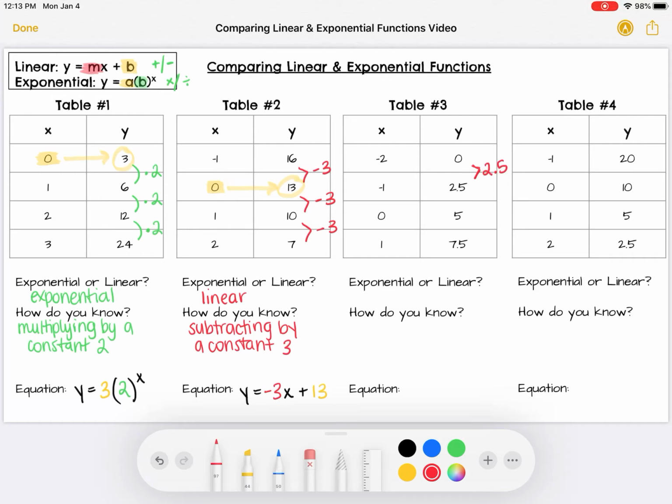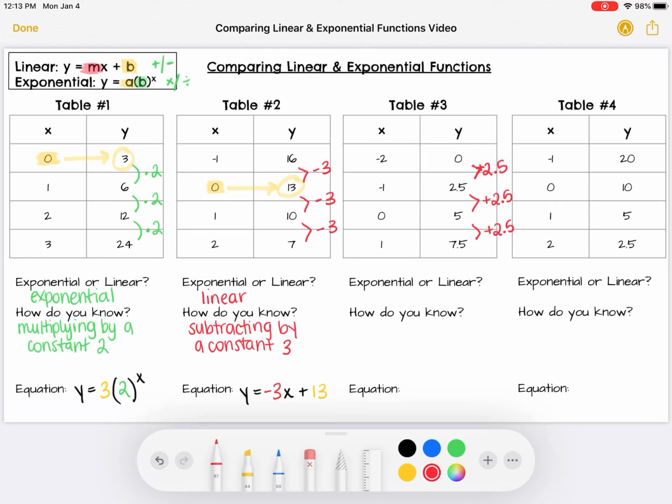0 plus 2.5, I should put a plus sign. Plus 2.5 would give me 2.5. Now let's see if that works for the next one. If I add 2.5 to 2.5, what will that give me? It will give me 5. You can always check it in a calculator if you're not sure. Once again, 5 plus 2.5, that would give me 7.5. Again, check it in a calculator if you're not sure.